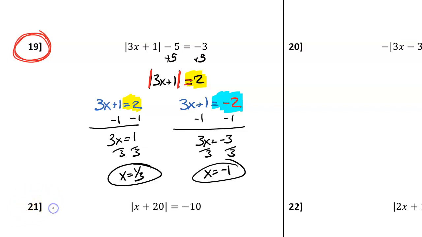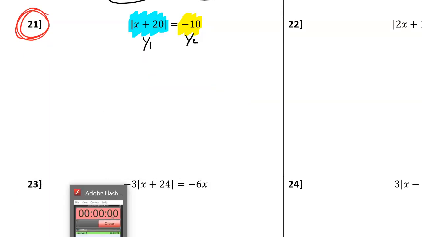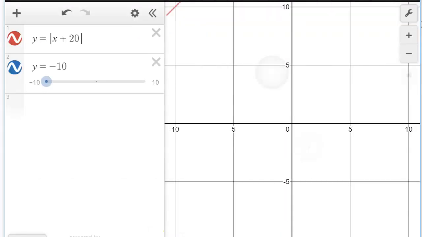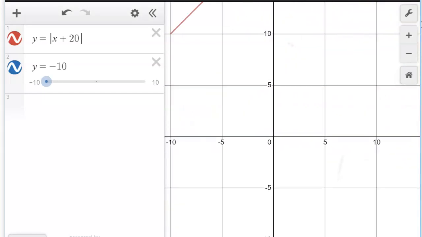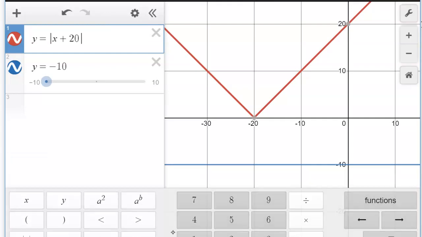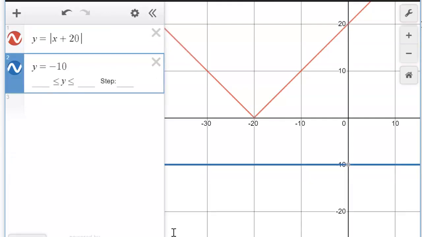X plus 20 is equal to negative 10. Looking at this from a graphical standpoint, we set y1 equal to absolute value of x plus 20 and y2 equal to negative 10. Here we have it in Desmos. We can't actually see it yet, so remember we maybe have to zoom in or zoom out. There's my graph. Here is y equals absolute value of x plus 20, and here is y equals negative 10.